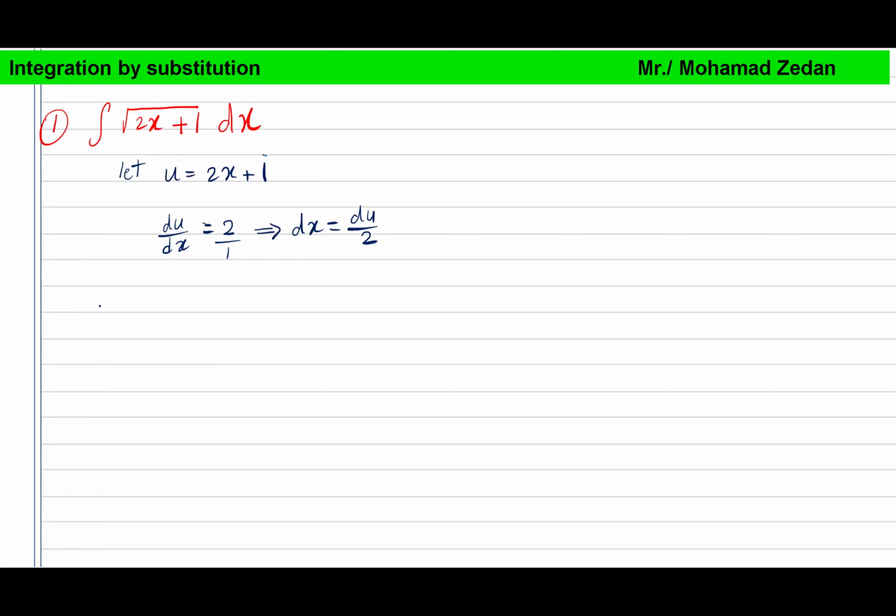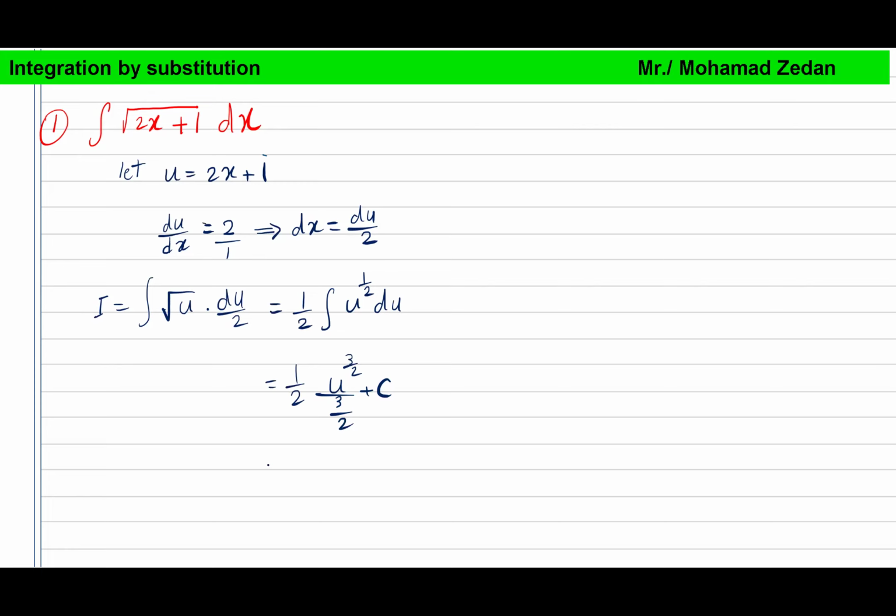Now go to the initial integral. I equal the integral of square root of u, and the dx is du over 2. Just arrange this expression by writing half. Integral of square root of u means u power half du. So the answer is 1 half u power 3 over 2 over 3 over 2 plus c.